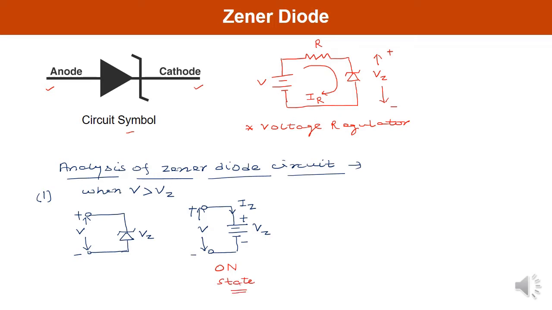And the second case is when the applied voltage is less than the Zener voltage. If the reverse voltage applied across the Zener diode is less than Vz, but obviously greater than 0, then the Zener diode will be in the off state, and in this condition the Zener diode can be represented by an open circuit. How is it represented now? It can be represented as an open circuit.